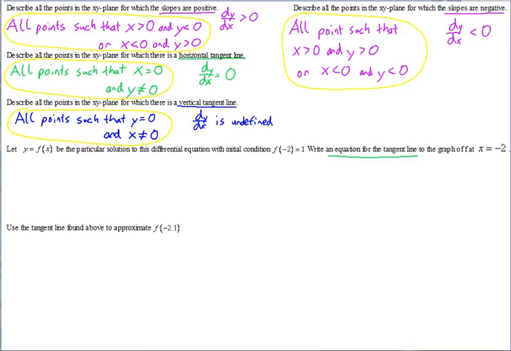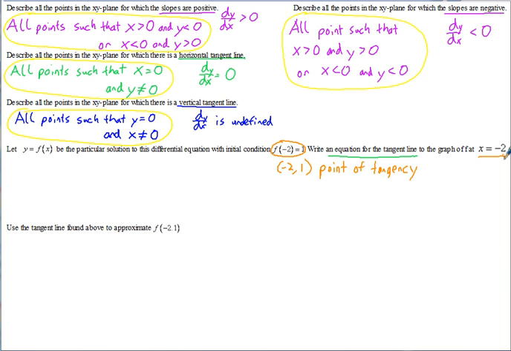So the two things, remember, you need for the equation of the tangent line are your point of tangency and the slope. So we can see right here, this initial condition, that means the graph goes to the point -2, 1. So there is our point of tangency. And we want to write out x equals -2.